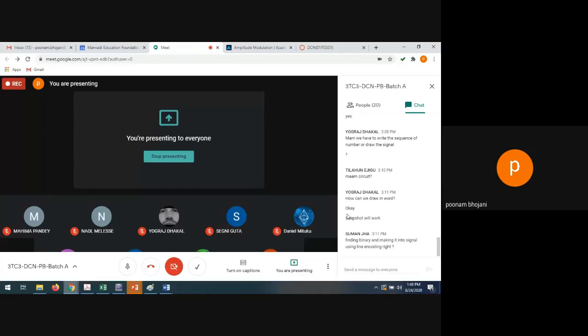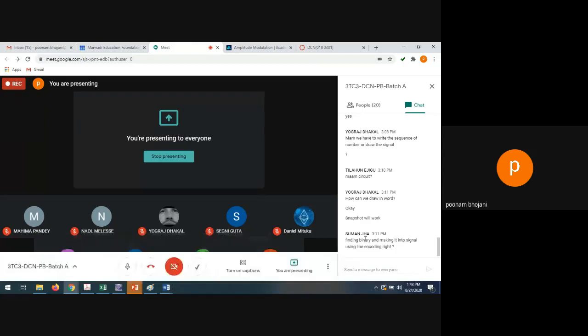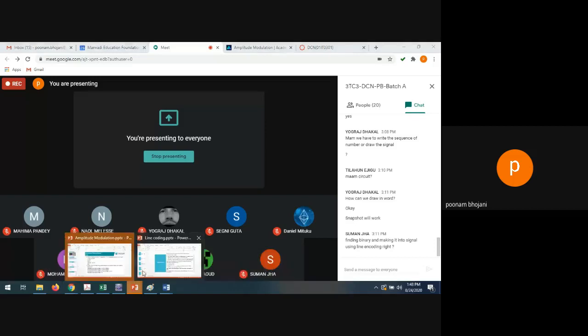Yeah, snapshot will work. Finding binary and making it into a signal using line encoding, right? Yes. Finding the binary, whatever number is given, like your enrollment number or your birth date, you have to convert it into binary and then draw the signal. Okay, that is your first task.